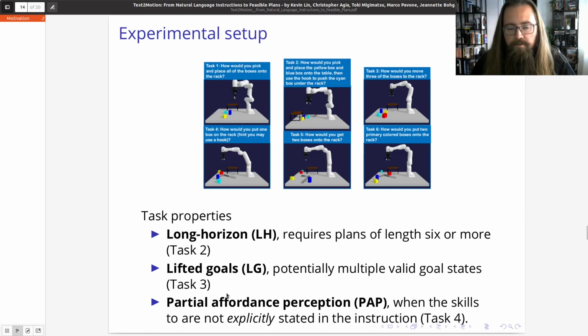And for the last task type, they call it partial affordance perception. And what this means is that you cannot determine which skills you should use. You cannot just extract the skills from the instruction. So for example, in task 4 here, how would you put one box on the rack? There's no action that is put. You have actions such as pick and place, where you can see in task 1, these are explicitly stated in the description.